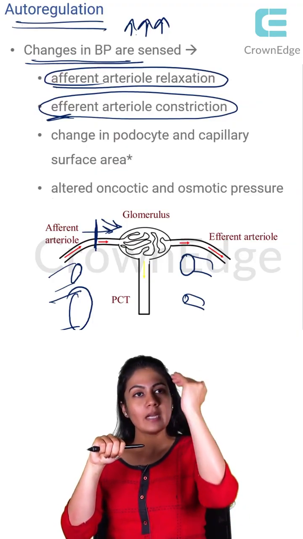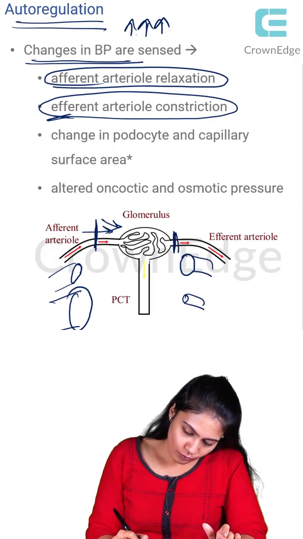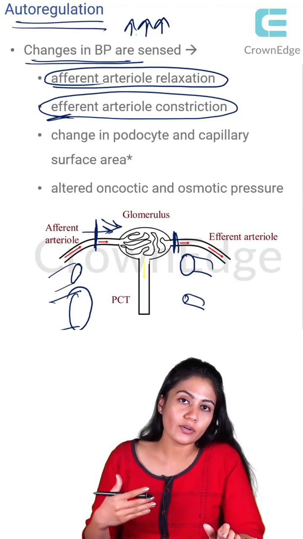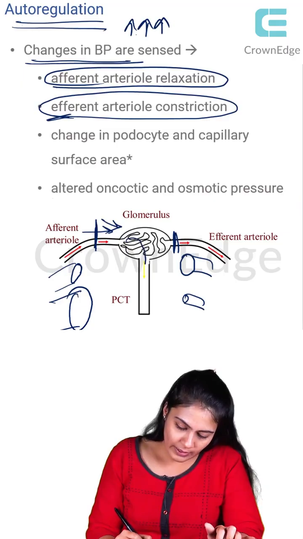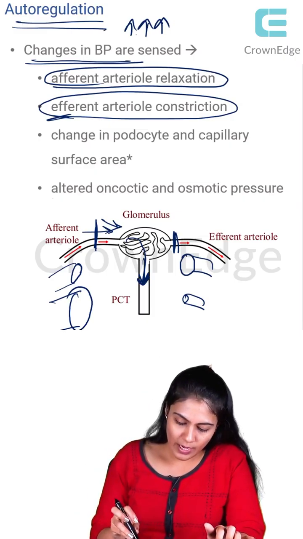So what will happen? It will find another way. And what is the other way? If much of the blood is not able to go out from here, because of more and more resistance from the efferent arteriolar constriction, blood will get filtered into the Bowman's capsule, right? If more is the filtration, what is going to happen?